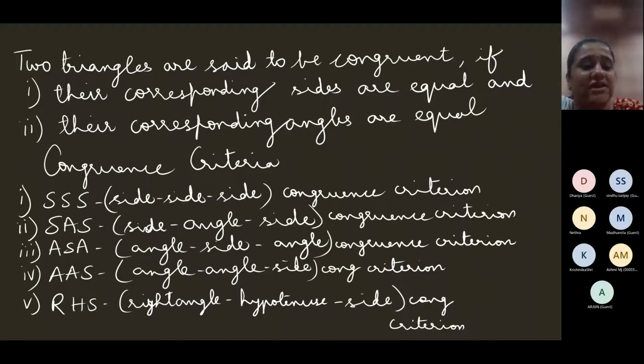So how do you read this? SSS congruence criterion. Criterion is singular. Criteria is plural. So congruence criteria, because we are listing 5 things, but each of it is a criterion. All the 5 together, criteria, plural.